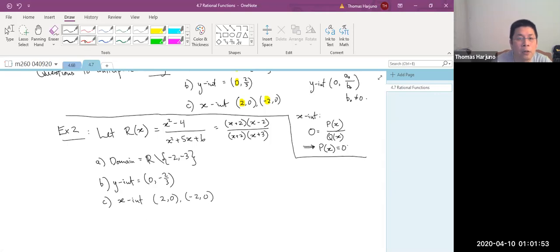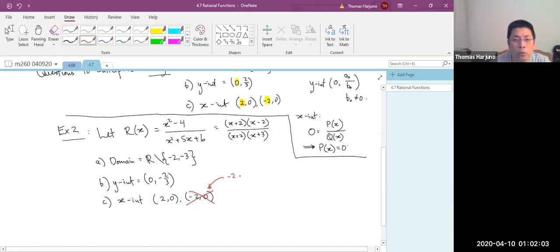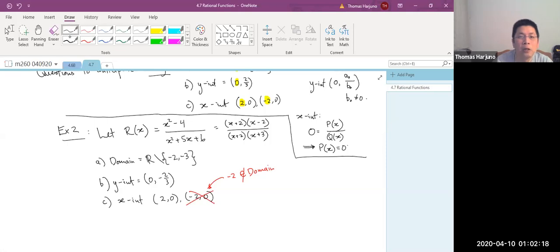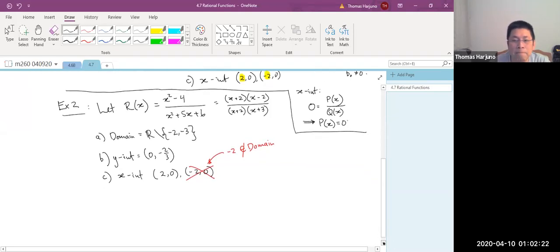However, -2 is not in the domain. So I have to cross this out, because -2 is not in the domain. Okay? Now, that's for the domain, y-intercept and x-intercept. It can go out of our way quite fast.